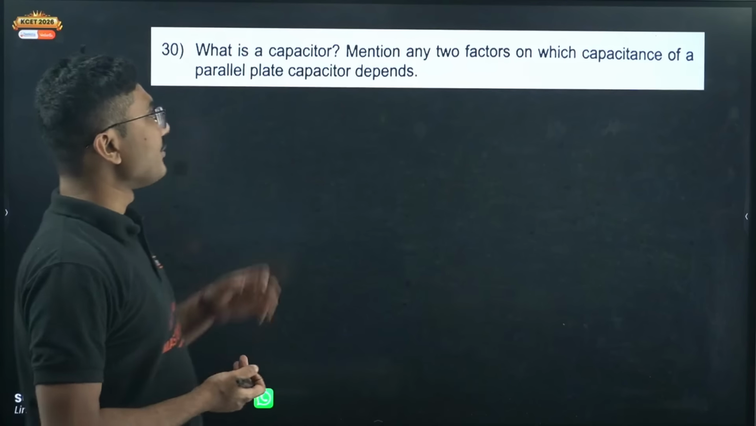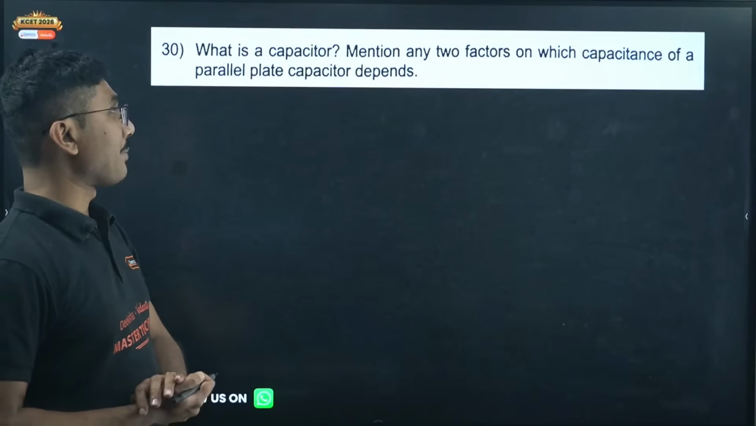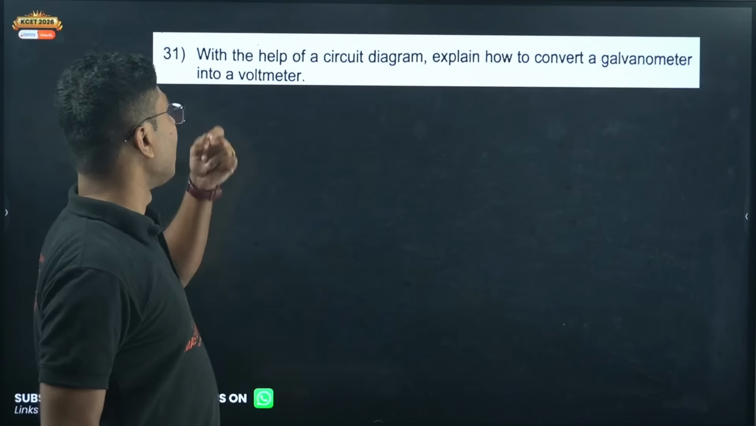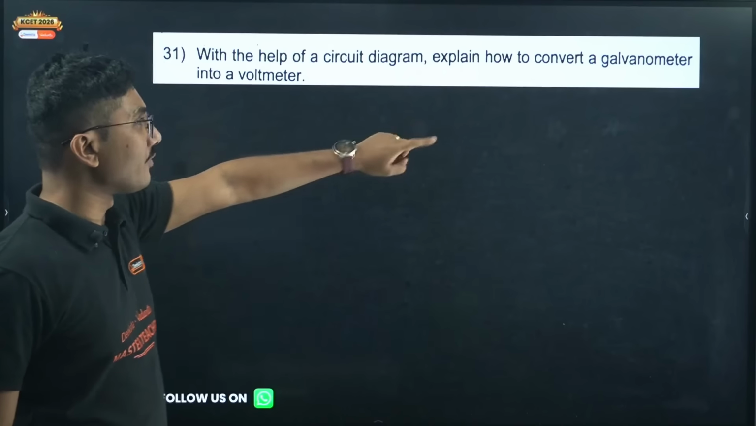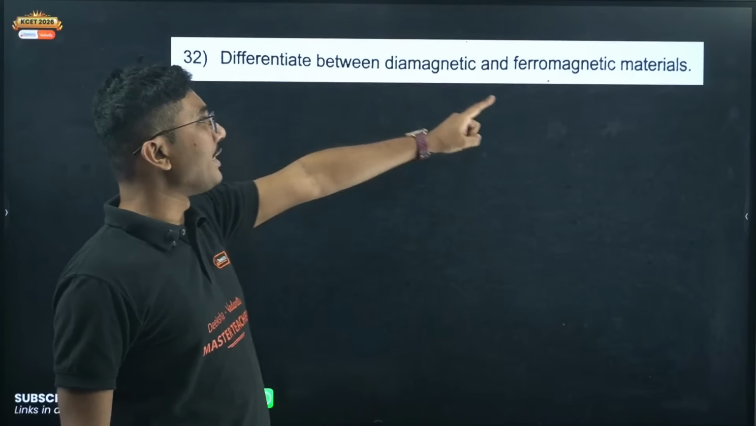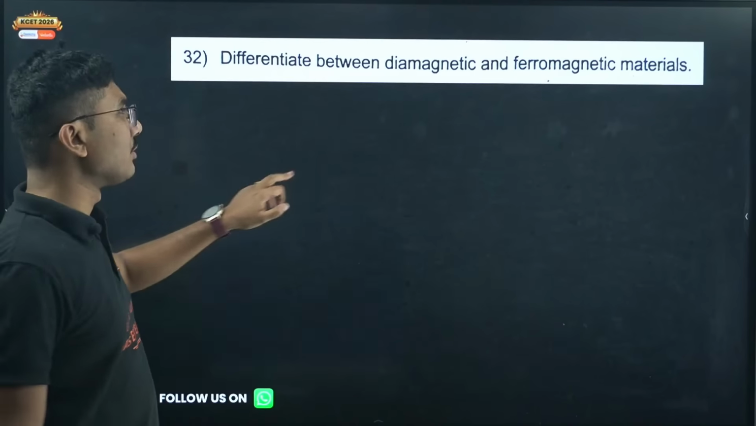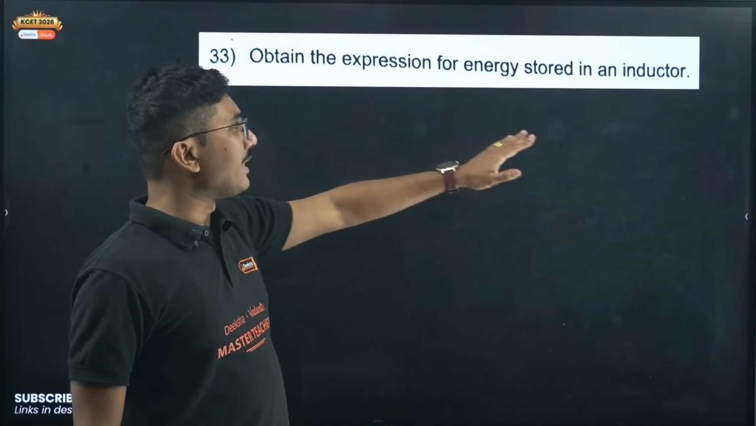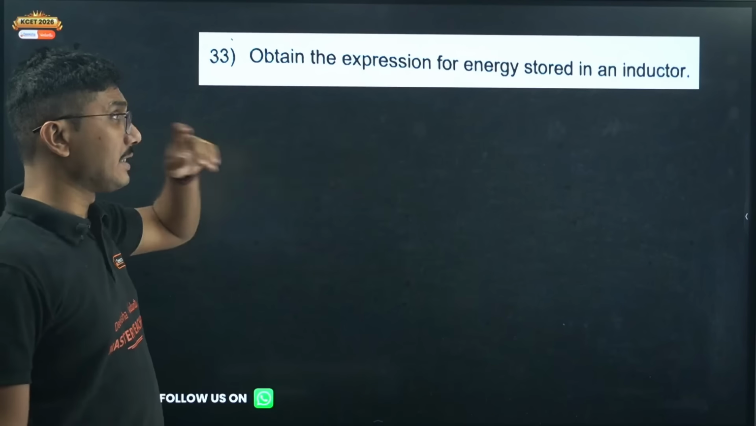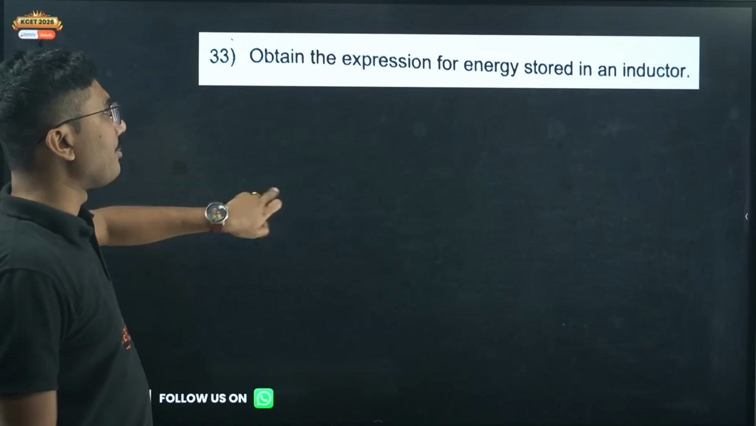What is a capacitor? Mention any two factors on which the capacitance of a capacitor depends. Again, a common question. With the help of a diagram, explain how to convert a galvanometer to a voltmeter. Again, as I predicted, common. Differentiate between diamagnetic and ferromagnetic. Again, a common question. Obtain expression for energy stored in an inductor. This question is from your model paper. I had not suggested this, but okay, it is from your model paper.